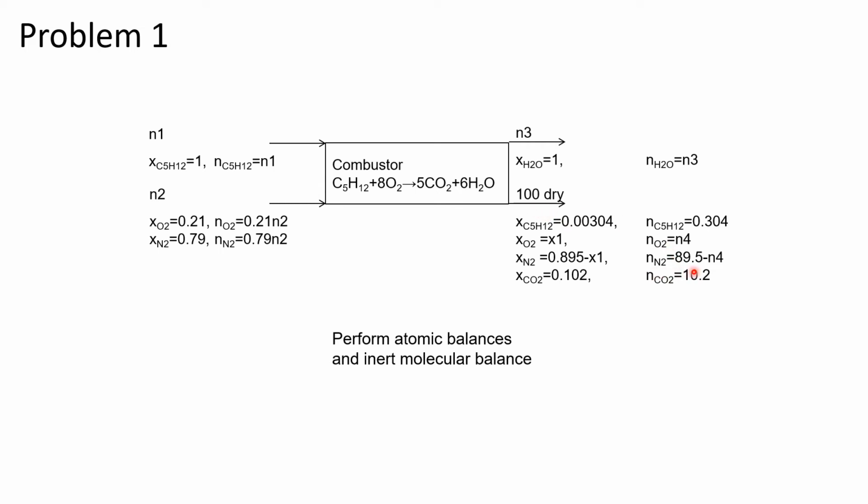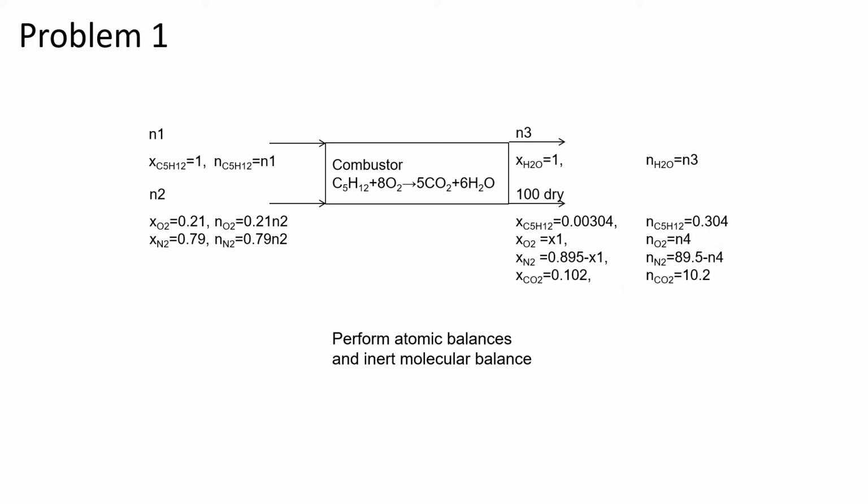It's just 89.5 minus N4. So it's pretty clear that if we subtract N4 from 100, we have a minus N4 here. This number comes from taking 100 minus 10.2 minus 0.304. If you want, you can verify this using a calculator.